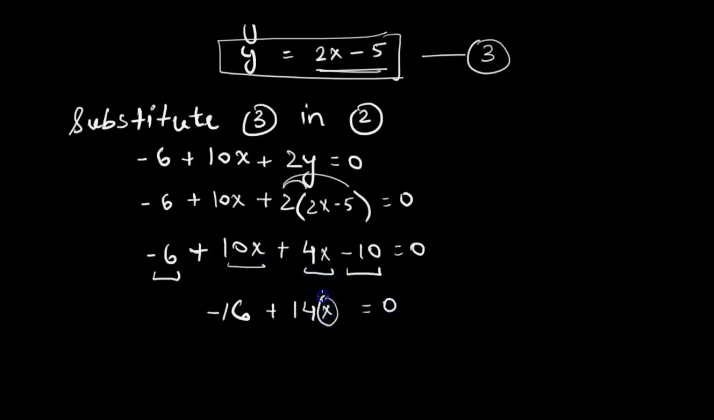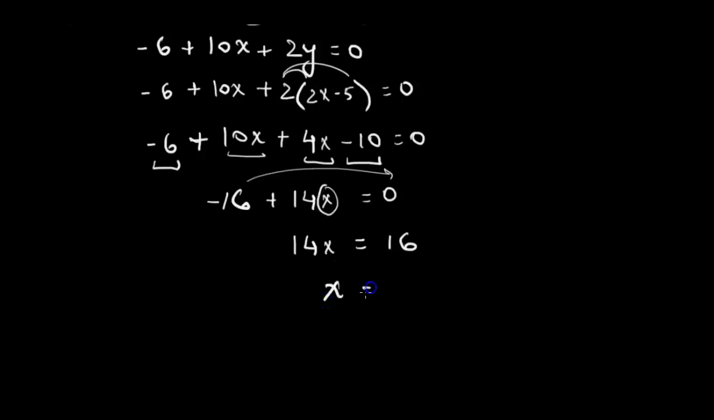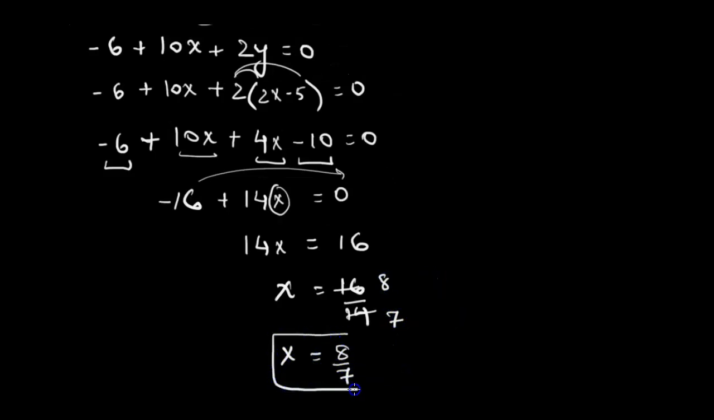The only variable we have here is x now, so we're solving for x. We leave 14x on one side and move the negative 16 to the other side. We get a positive 16. So x is going to be equal to 16 divided by 14, which is 2 times 8 over 2 times 7. Therefore, we are left with x equal to 8 over 7. This x value is the x coordinate of the point of intersection that we are looking for.